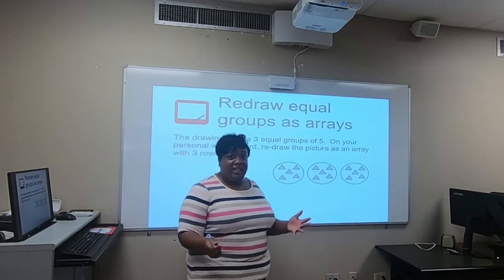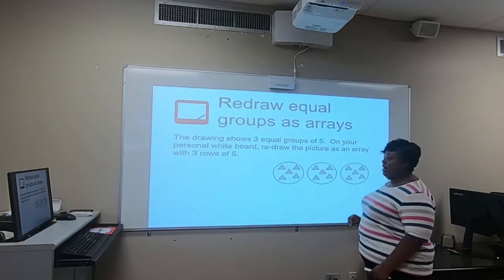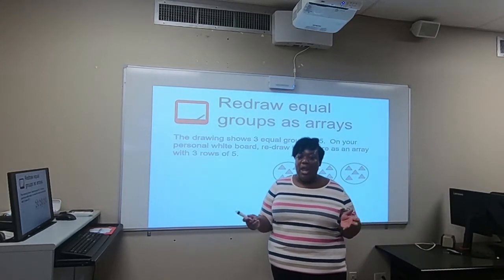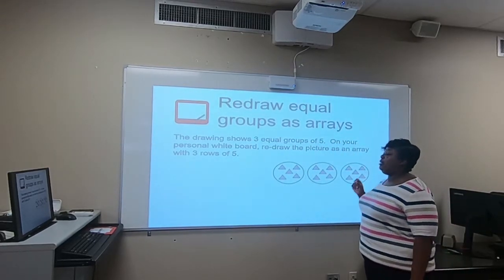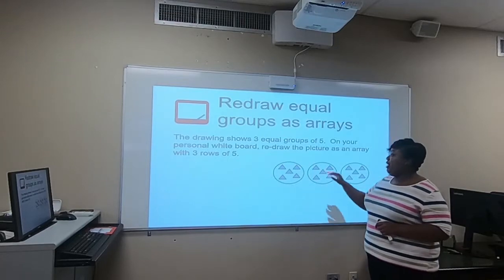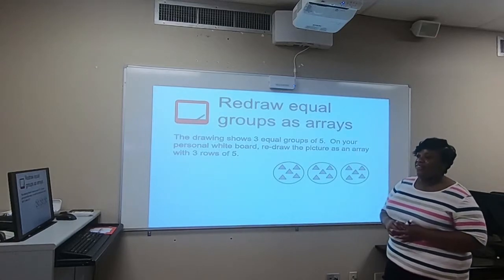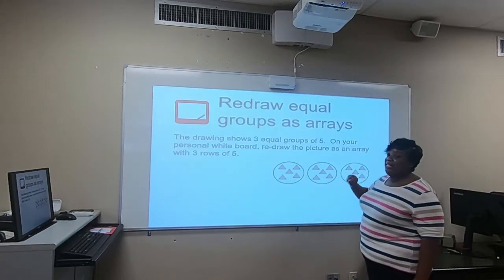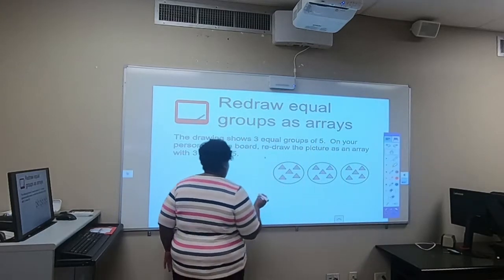Now, the final thing that I want to do is show you how I can use this picture and make it an array. Remember, an array is just a set of rows and columns, okay? So all we're going to do is translate this picture into an array. So let's look at what we have here, guys. How many groups do you see? You see 3 groups. And how many are in each group? That's correct. There are 5 triangles in each group. So we're going to redraw this as an array with 3 rows of 5 or 3 groups of 5. So let's do that.